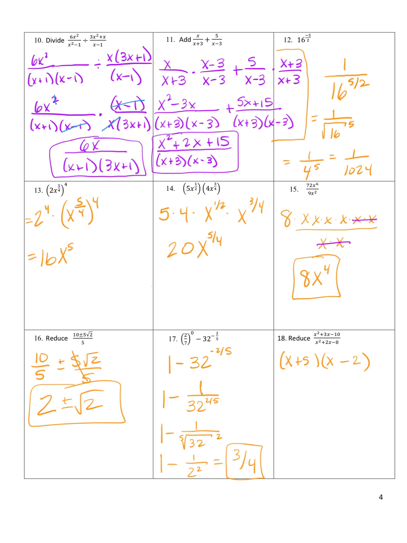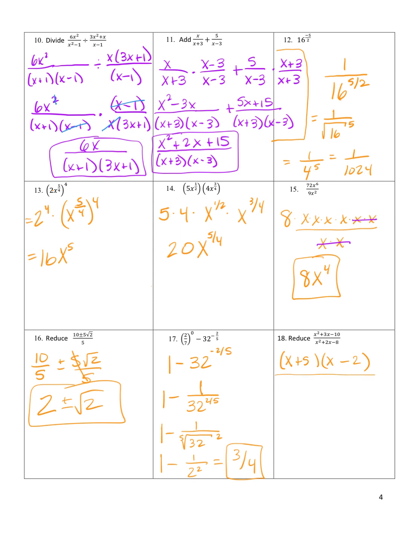And then you do a quick check. You do firsts, x times x is x squared. Outers, and I get -2x, and my inners is plus 5x. So when I combine those, -2x plus 5x does give me positive 3x. And then 5 times -2 is the -10.